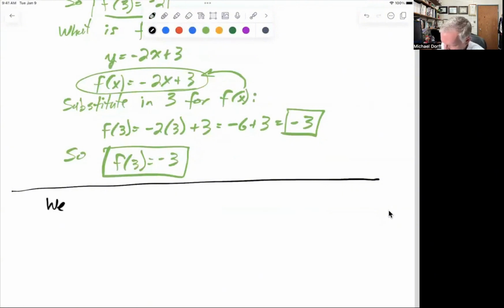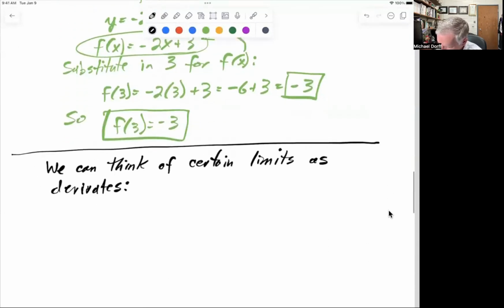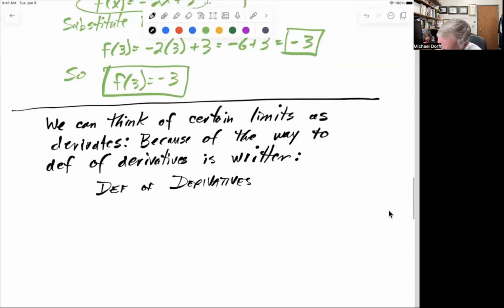So we can think of certain limits as derivatives, because of the way the definition of derivatives is written. So recall the definition of derivatives. We've got two of these.